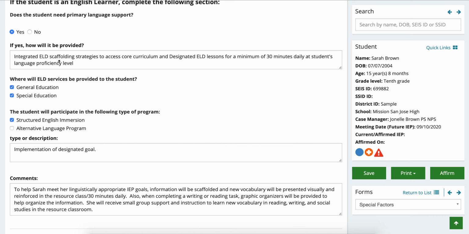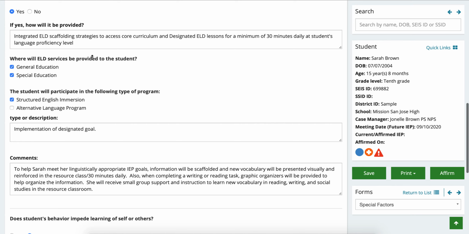So we have a sample written for you: integrated ELD scaffolding strategies to access core curriculum and designated ELD lessons for a minimum of 30 minutes daily per student's language proficiency level. All right. We have where will the ELD services be provided to the student? So depending on whether or not your student's being mainstreamed or if they're in the general education setting, you're going to want to make sure to mark the appropriate program. If your student's not mainstreaming in the general education, then you're just going to mark special education. But maybe you have your student in the ELD program, or your student is also mainstreaming in gen ed. So depending on what program they are, you're going to mark the appropriate boxes.